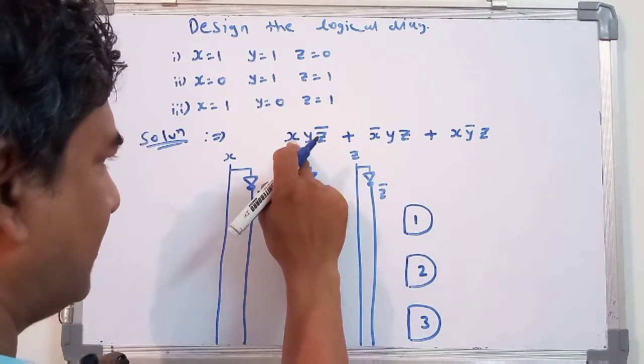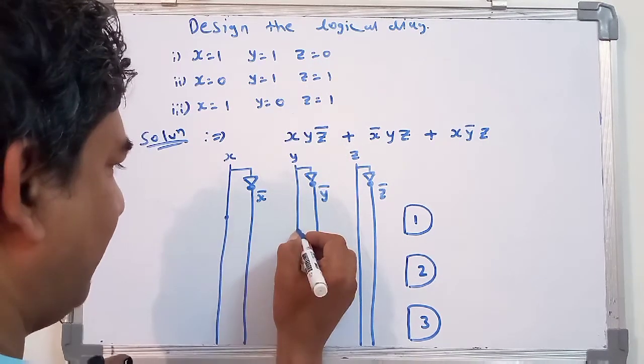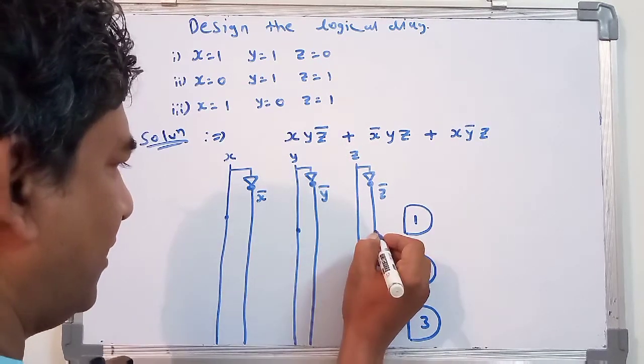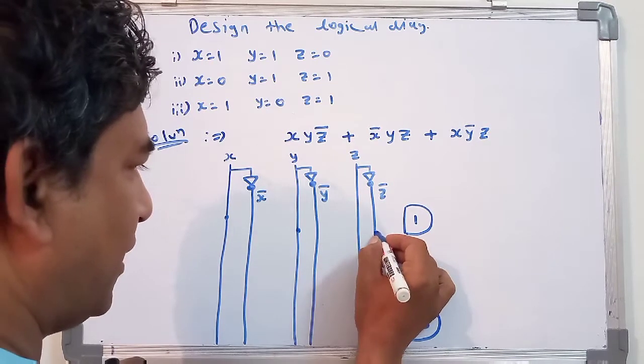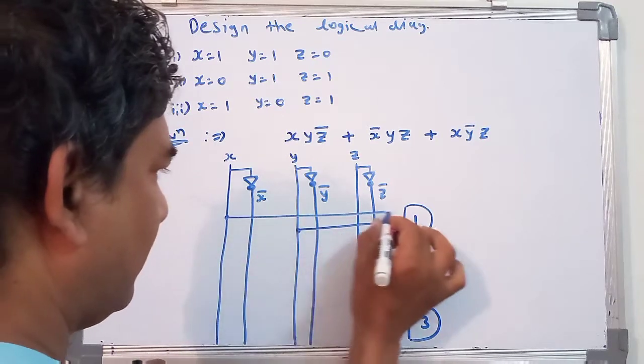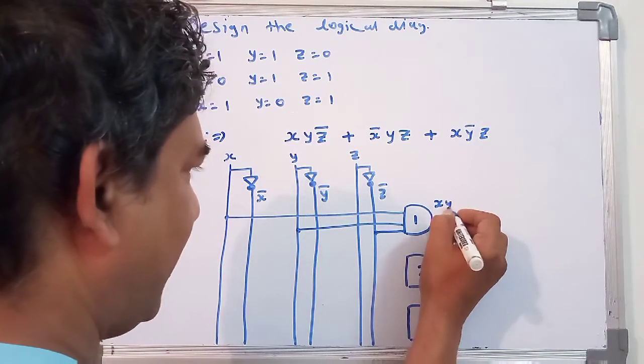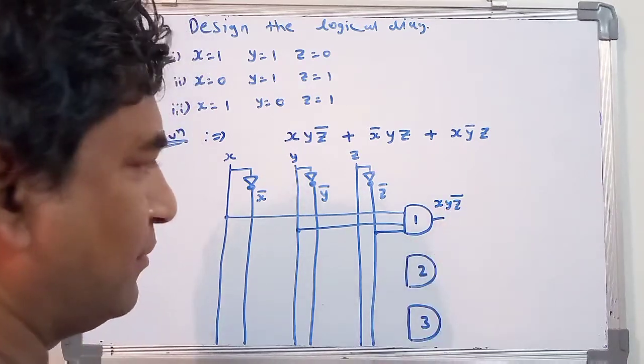The value is x, y and z bar. This is the line for x, this is the line for y, and this is the line for z. Simply you connect the lines like this. Means at this first gate you are getting the output x, y and z bar.